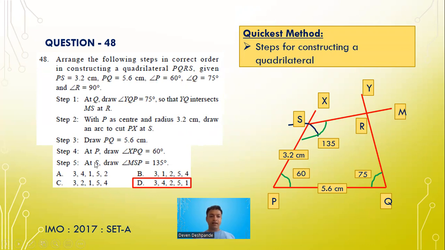Then number 5, at S, draw angle MSP at 135 degrees. So at S, you have to draw an angle of 135. You draw a ray SM at 135 degrees. And the last one is 1, at Q, draw YQP at 75 degrees. YQP is 75 degrees. And where it cuts here, it will be R. So this point is R. That's how you can construct PQRS, which satisfies all these conditions.